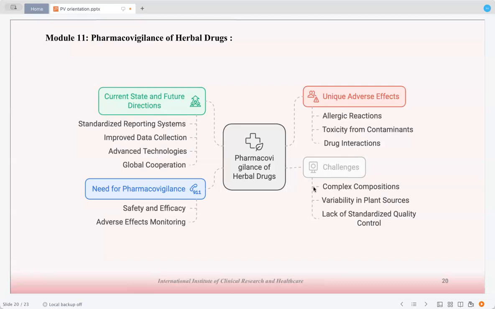The challenges in herbal drug pharmacovigilance are due to their complex composition, the variability in plant sources, and the lack of standardized quality control. So identification and assessment of adverse events is a little complicated. Those are the challenges of pharmacovigilance of herbal drugs.